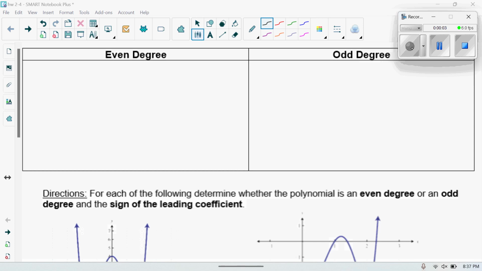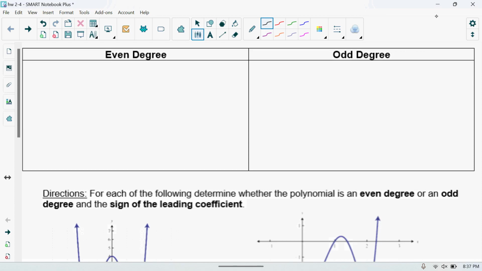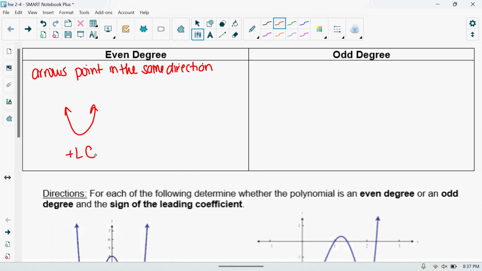Okay, so we are going to explore end behavior of functions, and we're going to start off with polynomial functions. We already hopefully know from Algebra 2 that polynomial functions have four basic shapes in terms of their end behavior. Even degree, my arrows point in the same direction. So they either both point up when they have a positive leading coefficient, or they both point down when I have a negative leading coefficient.